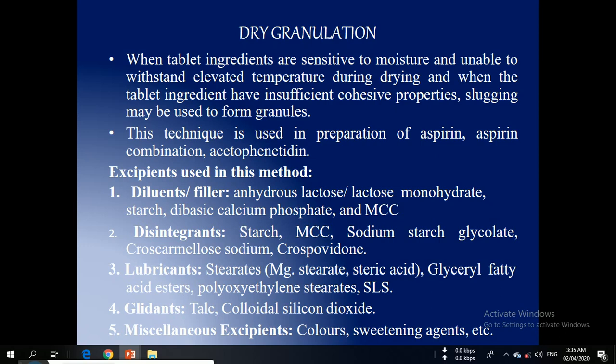Glidants. Talc is used, and colloidal silicon dioxide is also used as a glidant. Miscellaneous excipients are colorants and sweetening agents. So they are usually used in dry granulation.